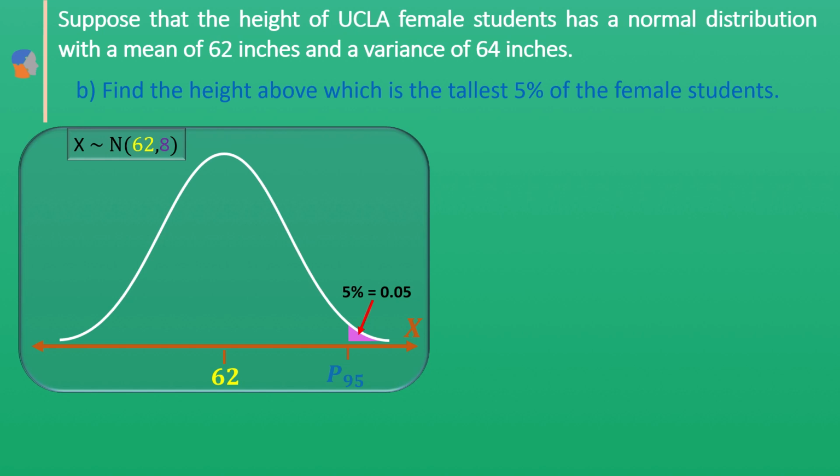We cannot find the right area from the table, but the left area. Therefore, we need to calculate the left area. We know the whole area, the entire area, is 1. So this is 0.05. Therefore, the left area should be 0.95. First, you need to calculate this area, 0.95. That means we need to find the P95, right?